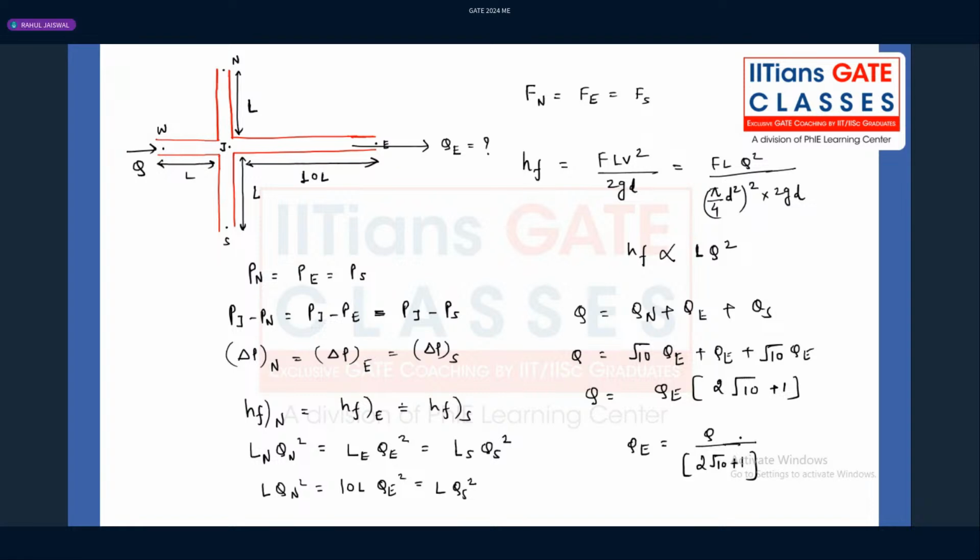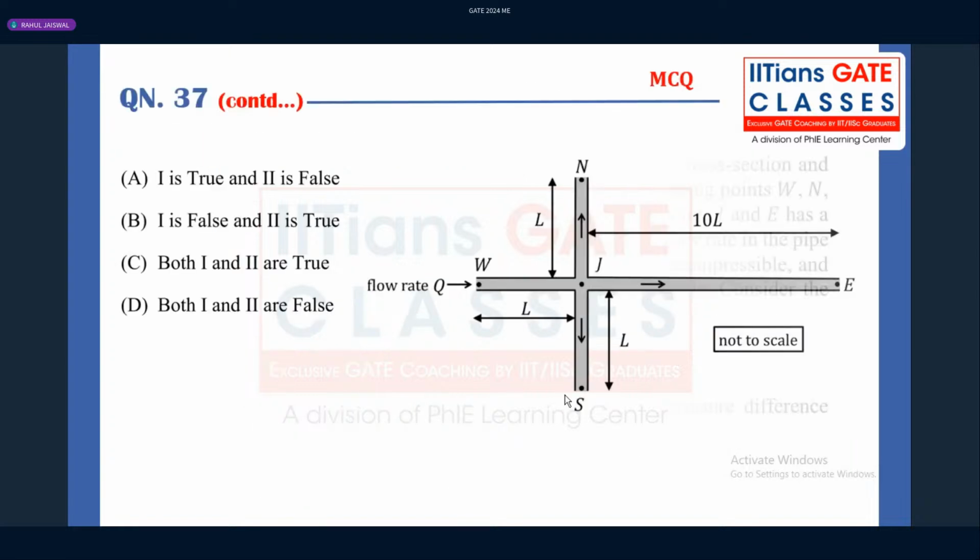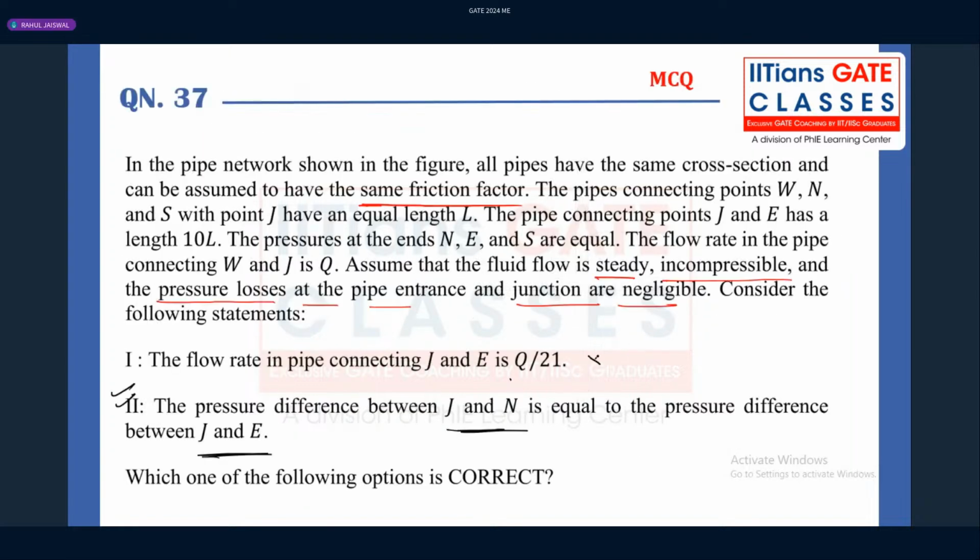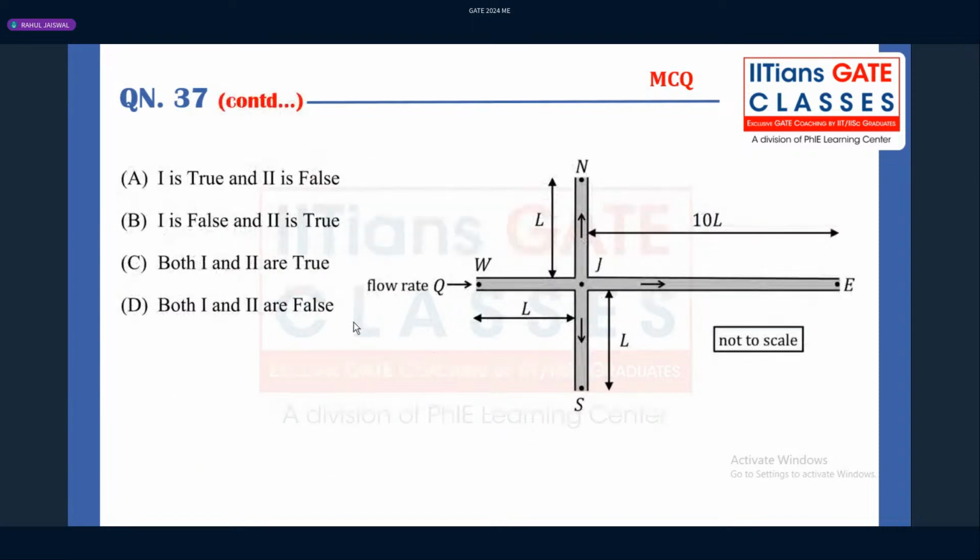If you see, this must be the correct answer for this question. But if you see 2 root 10 plus 1, so approximately Q by 7.32. But what they have mentioned in the option is Q by 21, so it is incorrect. So statement 1 is incorrect, statement 2 is true.